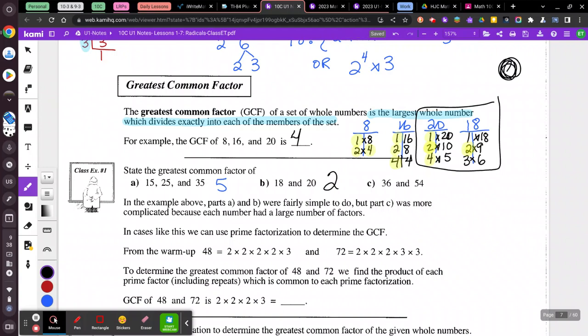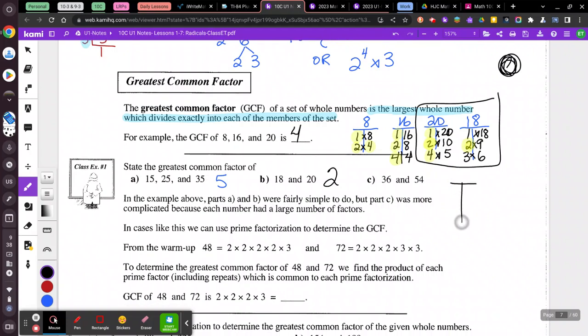Now we're going to take a look at the numbers 36 and 54. For 36, we are going to make a T-chart. And same with 54.